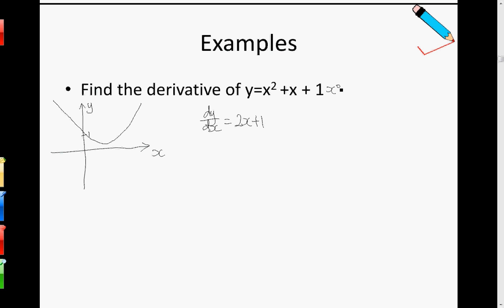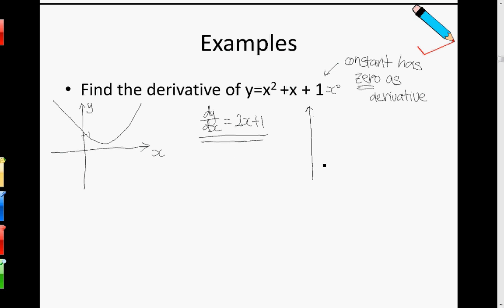And this one, x to the power of 0, is a constant. Now if we bring down 0 and multiply by 0, we will always get 0. So take note, a constant term has 0 as its derivative. Constant term always after differentiating is 0. So actually it is plus 0, and we don't need to write that down. So this is our gradient function.